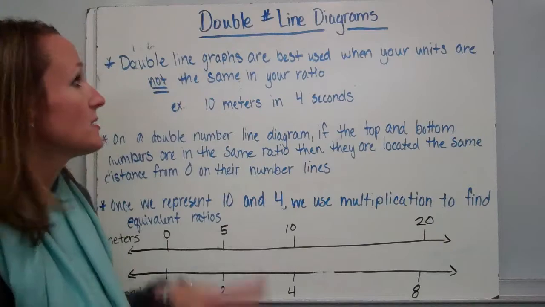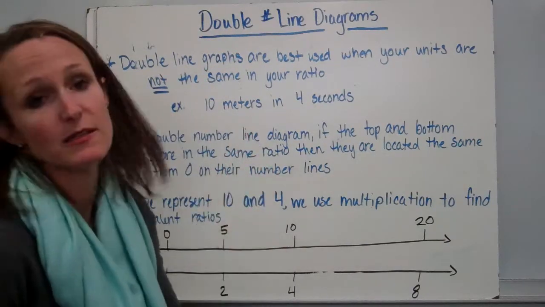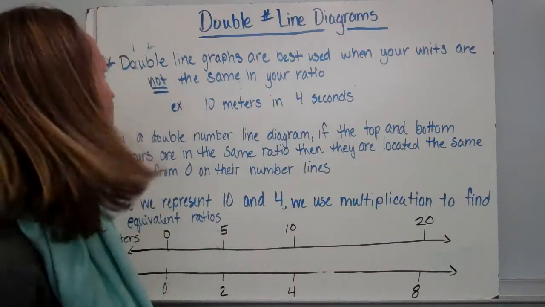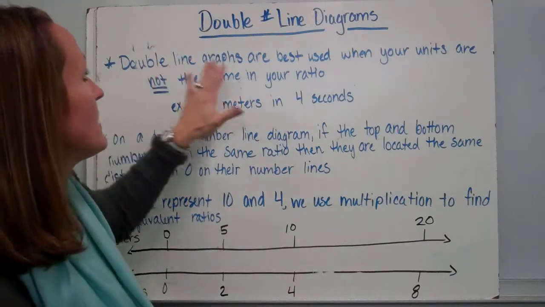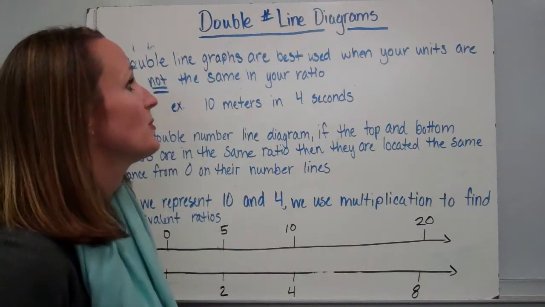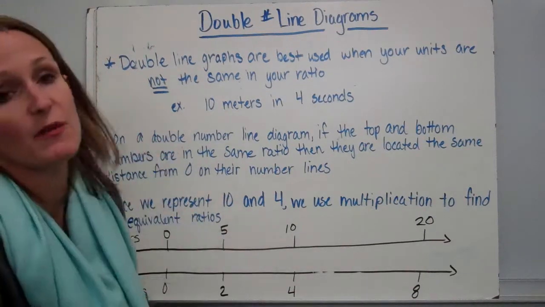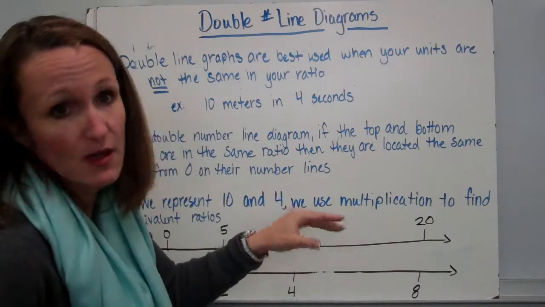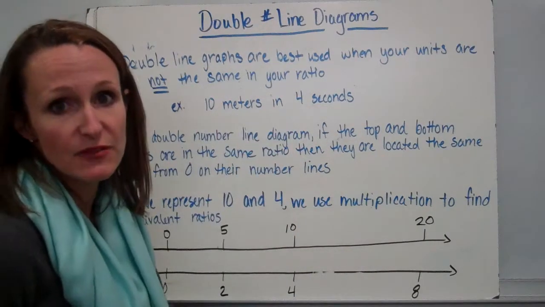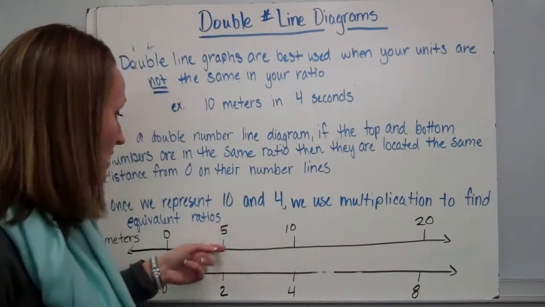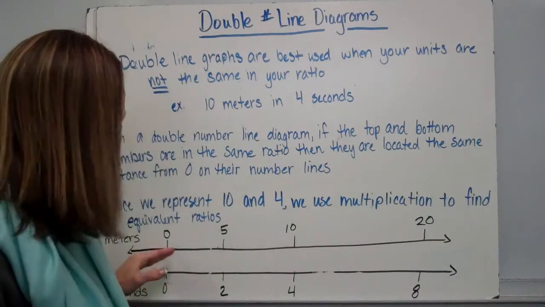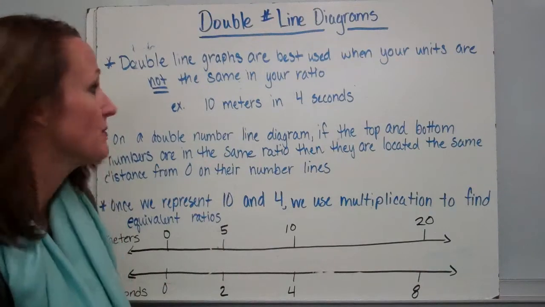So in this video, we're going to talk about double number line diagrams. I use a hashtag instead of number because it just didn't feel like writing it out. A double number line graph is best used when your units are not the same in your ratio. For instance, if we're comparing 10 meters and 4 seconds, meters and seconds are obviously different units, so we would want to use a double number line graph because we don't want to put two different types of units on the same thing.